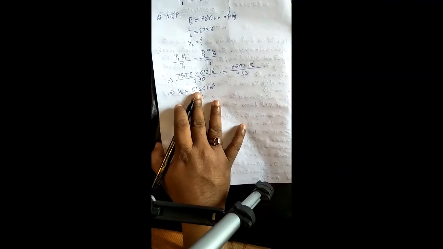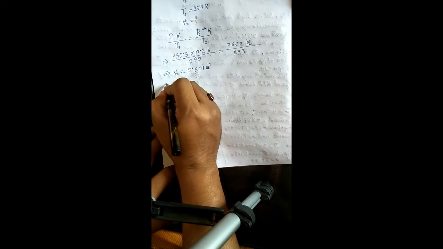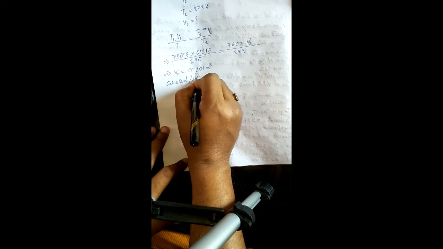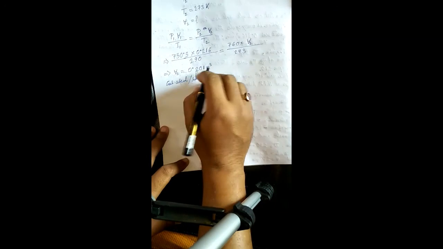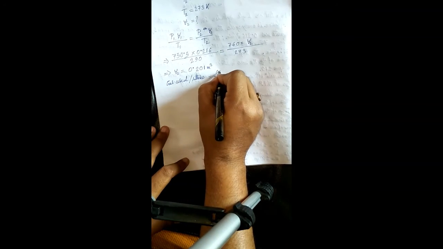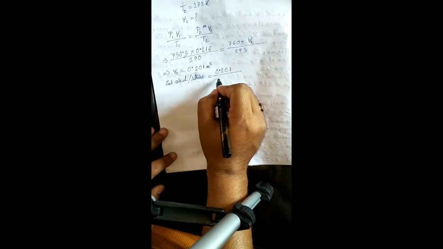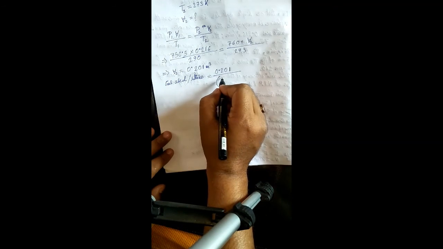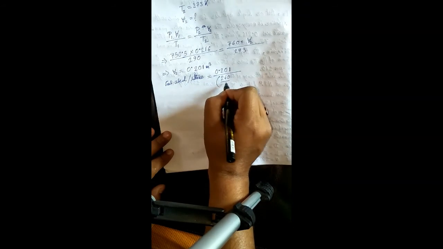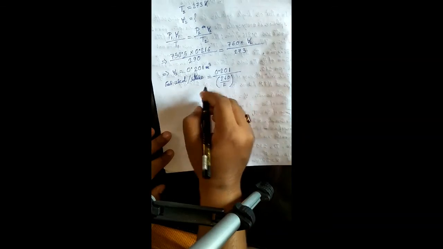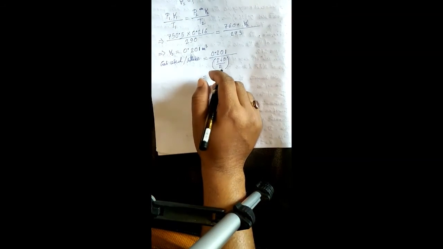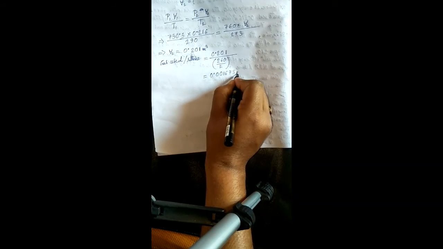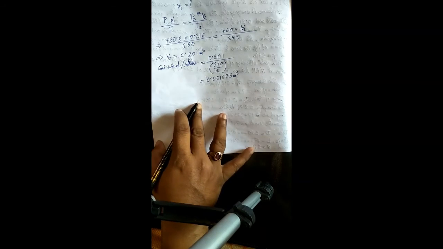Now the gas used per stroke is 0.201 divided by the speed n by k. This is a 4-stroke engine, so k is half, so n by k means 240 by 2. So that becomes 0.001675 meter cube. This is the gas used per stroke.